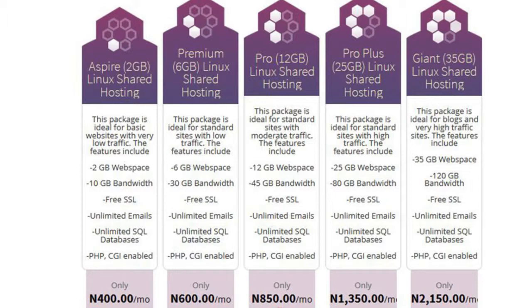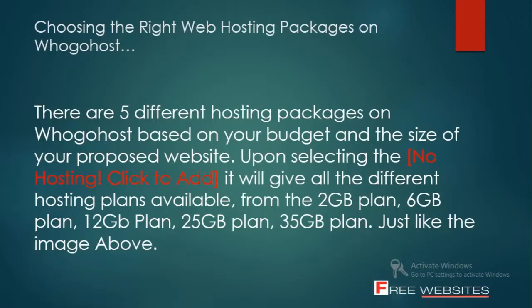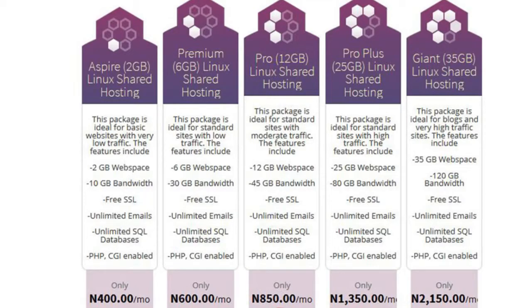Upon selecting the no hosting, click to add, it will give you all the different hosting plans available, from the 2 gig plan to 6 gig plan to 12 gig plan to 25 gig plan and the big one, the 35 gig plan, just like the image that I showed and explained above. These plans have allocated bandwidth.